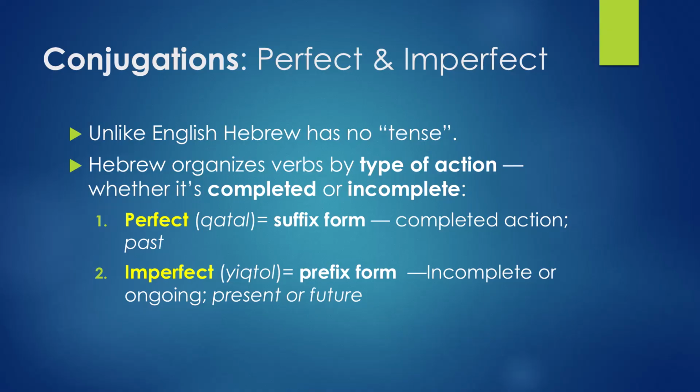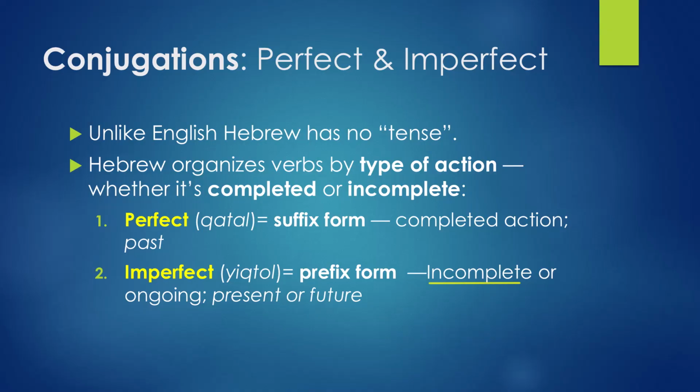We have the perfect conjugation, which is also called qatal conjugation. The perfect conjugation represents action that is completed. Since the action is completed, this is normally in the past, showing past action. The second one is the imperfect tense or imperfect conjugation, and this is also called yiqtol.